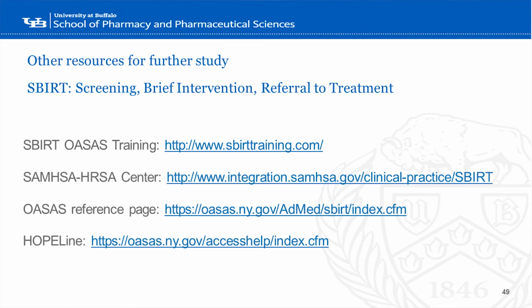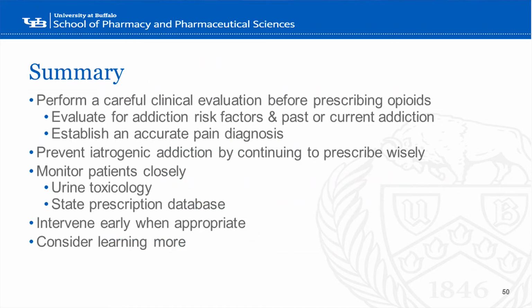Here are some other resources that are available for physicians who want to learn more about SBIRT, screening, brief intervention, and referral to treatment. There are a couple of sites, one here in New York State for OASAS and the federal site where you can learn more about SBIRT. OASAS has a reference page that you can access about treatment programs, and there's a HOPEline that can also be accessed online. In summary, perform a careful clinical evaluation before prescribing opioids.